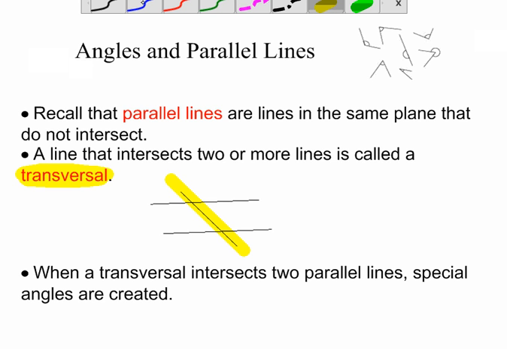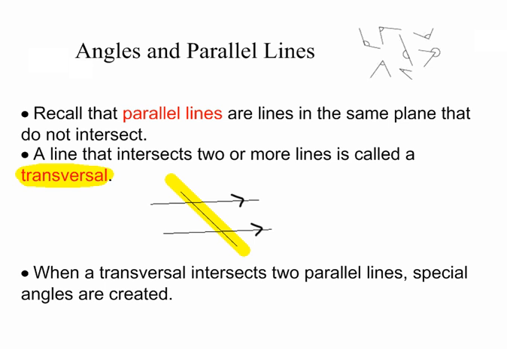It's also important when you're doing these questions that you know lines are parallel if you see these arrows. If you do not see these arrows, then do not assume the lines are parallel, and you're going to have to use other methods of finding missing angles, like opposite angles or supplementary angles.